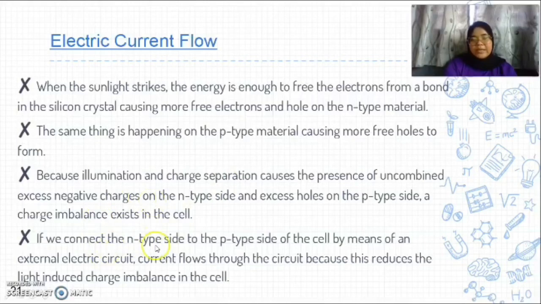Okay, so if we connect the n-type side to the p-type side of the cell by means of an external electric circuit, for example a wire, the current will flow through the circuit because this reduces the light-induced charge imbalance in the cell. So to balance the cell back again, you connect the external electric circuit from the n-type to the p-type, and the electrons from the n-type will move to the p-type side through the external circuit. So that is basically how the electric current flows in PV cells.